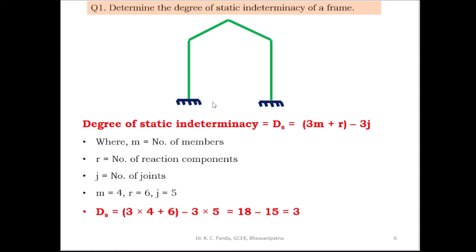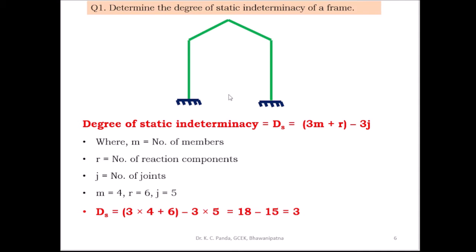Using the second approach, you can also find out the degree of static indeterminacy. If the frame is open, then it is internally determinate, that is dsi is equal to 0, and dsc is equal to r minus 3. So here r is equal to 6, and 6 minus 3 is equal to 3. So in this case, using the second approach, you can also find out the degree of static indeterminacy.